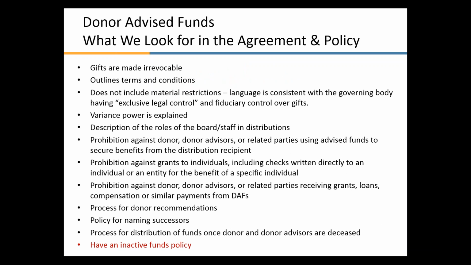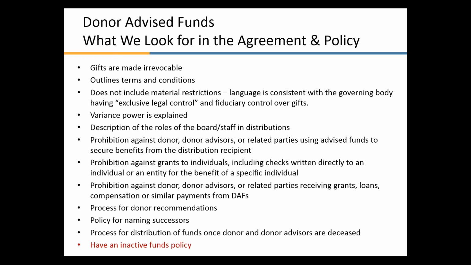First, we want to make sure that there's nothing that contradicts that these gifts are irrevocable, that you outline the terms and conditions of what it means to have a donor advised fund, that there are no material restrictions, and that means, again, that there's no restriction that your board does not have exclusive legal control over gifts received, that your board and staff have a role in grant distributions, and it's not just that information coming from the donor is acted upon, but that your board and staff have an active role, that you have certain prohibitions about the types of distributions that can be made from donor advised funds. I'll go into that on the next slide.